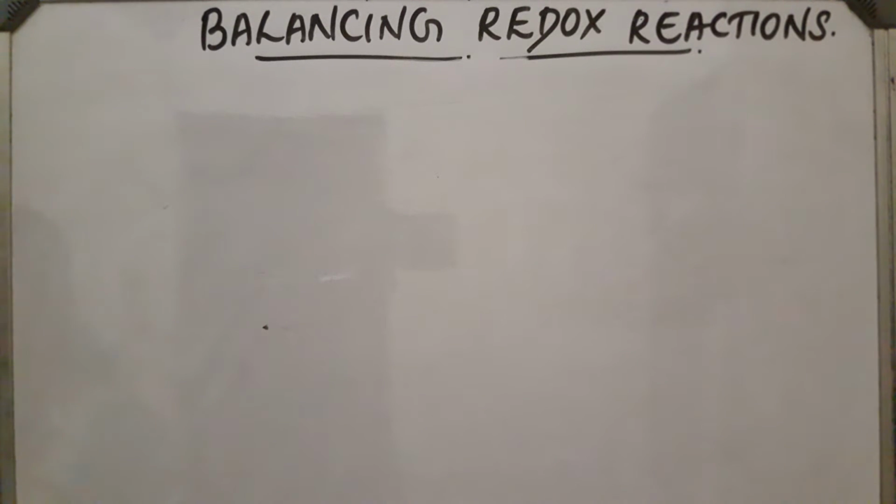Balancing redox reactions. The basic principle employed in balancing a redox reaction is that the number of electrons lost during oxidation is equal to the number of electrons gained during reduction.